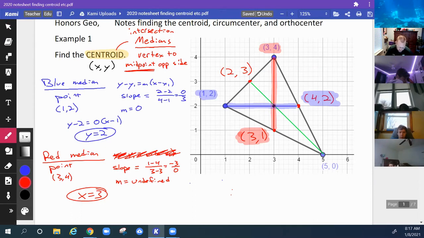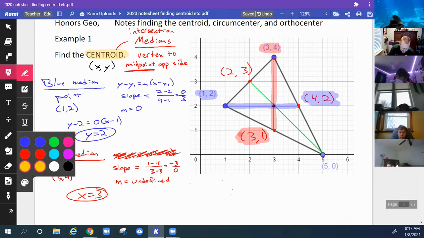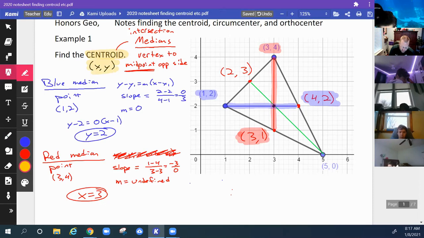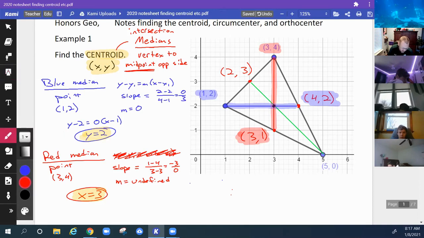Now, if I'm going through, remember my goal is to find the actual x and y coordinates of the centroid, and I found those. I found x is going to be 3 and y is going to be 2, so now I can go through and say that the centroid is at the point 3, 2. Okay. So that is the point that the centroid is at.